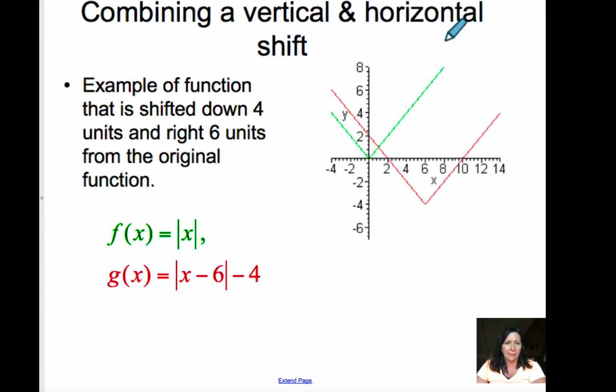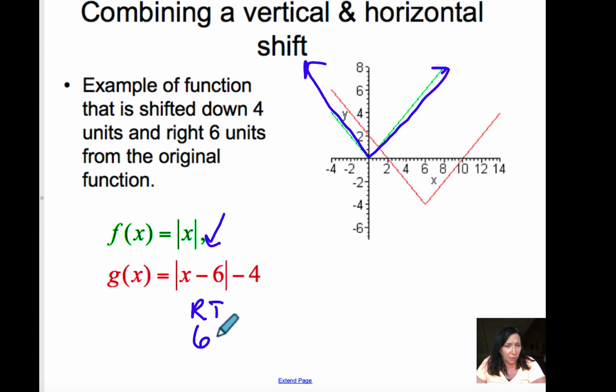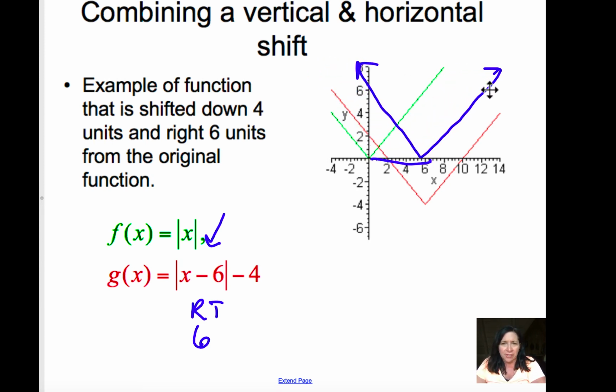So just combining a vertical and a horizontal shift, let's say we've got the absolute value. We've got our parent function right here, which is this, and now it's blue. This value in here, see the minus 6, that means go to the right 6 units. So now we're shifting to the right. And so this V that I just drew would move over to 6. And then because it's down 4, it would then drop down 4 units.